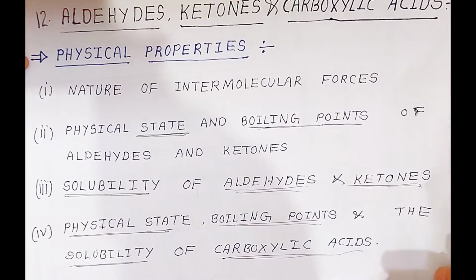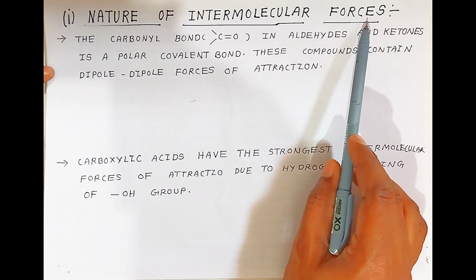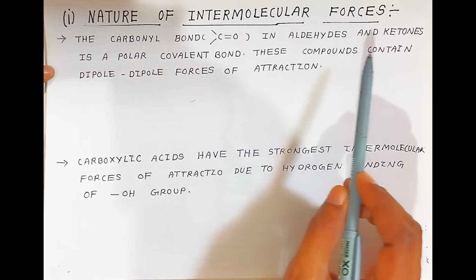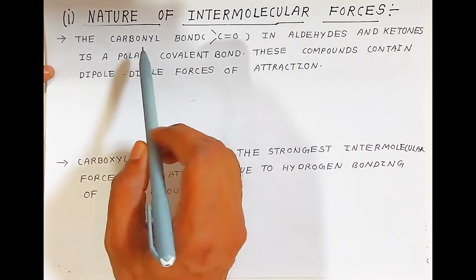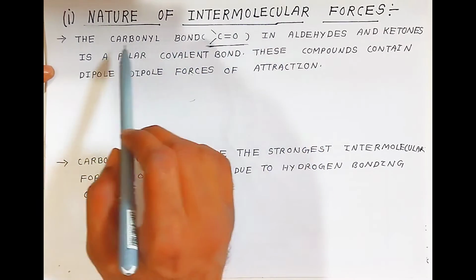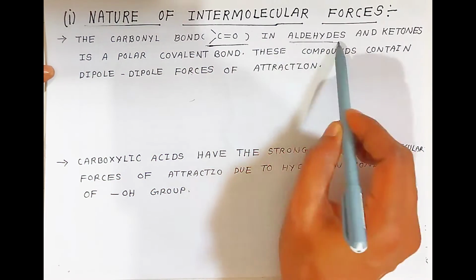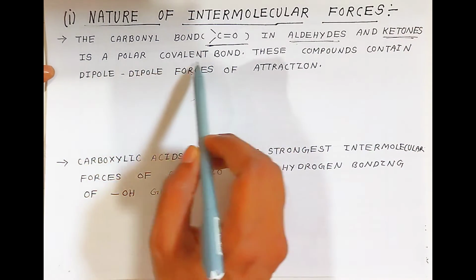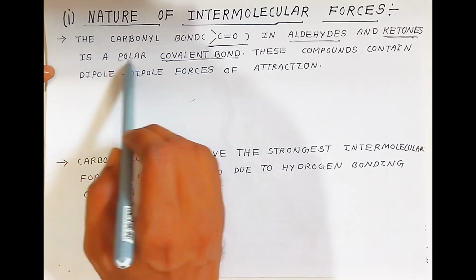So students, first we are going to see in detail about the nature of intermolecular forces. Which forces are responsible between two molecules to hold the aldehyde and ketones? When you see the molecule of aldehyde and ketone students, both contain a carbonyl group. The carbonyl bond, this carbon and oxygen, is present in aldehyde as well as in ketones, and it is a polar covalent bond. Always mind well students, in aldehyde and ketone the carbonyl bond is always a polar covalent bond.